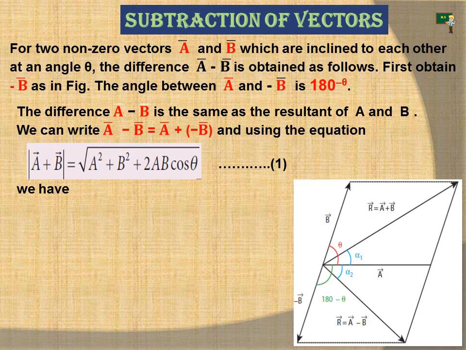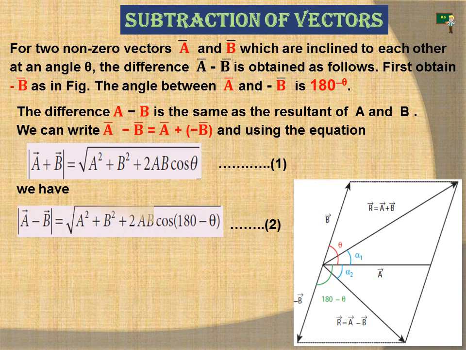Actually, we have to calculate A vector minus B vector. This is the subtraction of two vectors. The difference A vector minus B vector is the same as the resultant of A vector and minus B vector. We can write A vector minus B vector is equal to A vector plus minus B vector, and using the equation modulus of A vector plus B vector is equal to root of A square plus B square plus 2AB cos theta, let us take this as equation number 1.